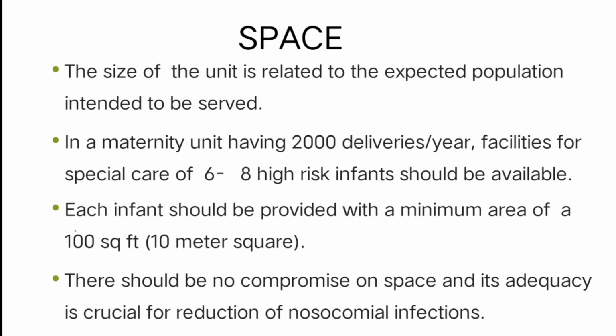Why are we giving 10 square meters of space? Because each baby will have their own tubings, a feeding area, a medication administration area, and a vital signs monitoring area. There should be no compromise on space, to reduce nosocomial infection and cross infections between the babies. From one baby to another, we have to prevent infections. For that purpose, we should have adequate space between the babies. So this is the space criteria for the babies in the 3 levels of care.